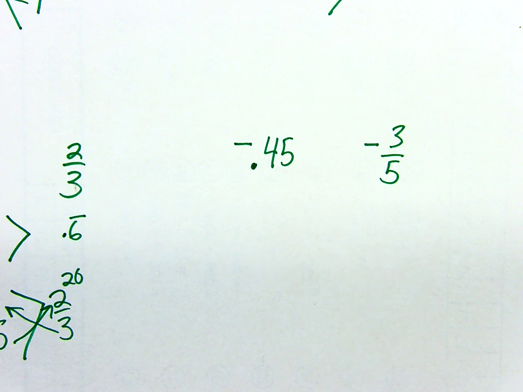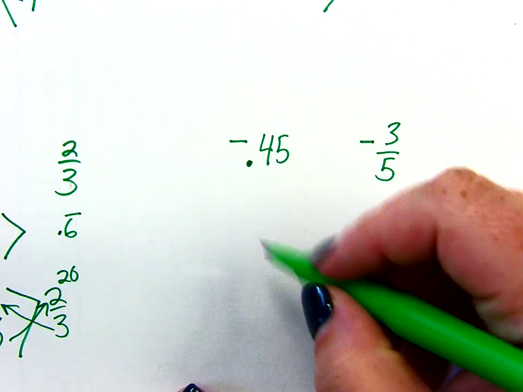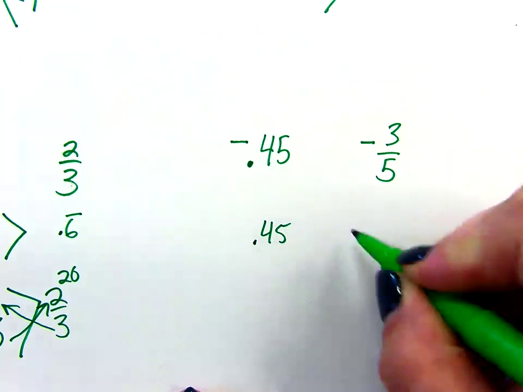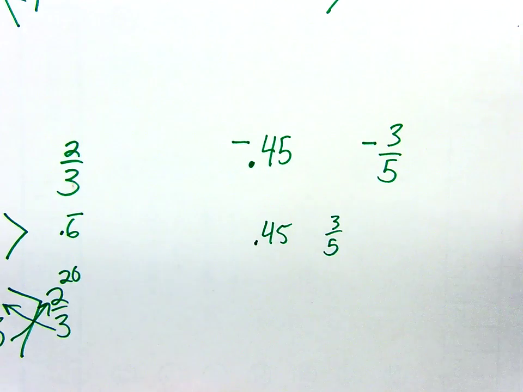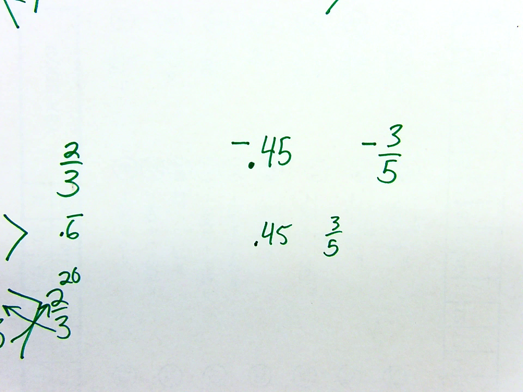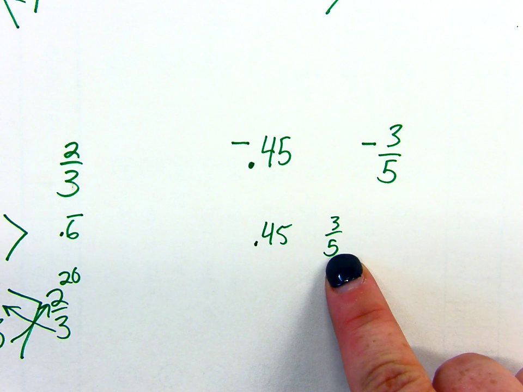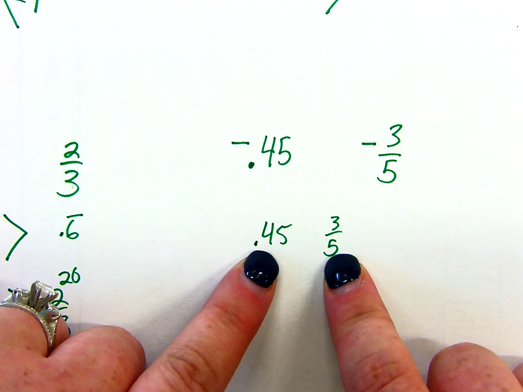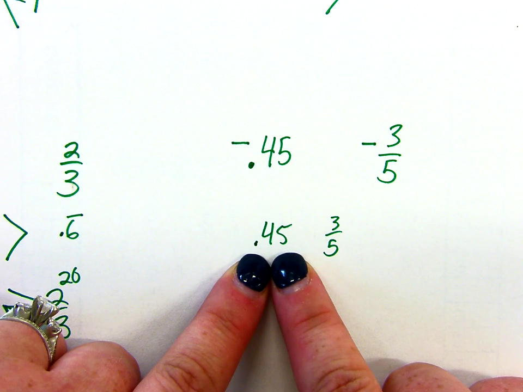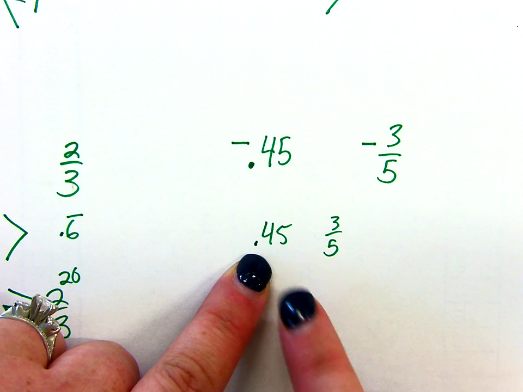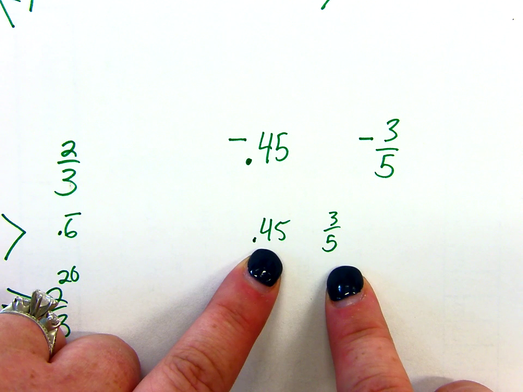Okay, so let's try this. Pretend that they're both positive for a minute. 0.45 and 3/5. Who's bigger? Yes, 3/5. How do you know? Because it'll be 300 and not 225. It's 60. Okay, right. So you turn that into 45 over 100? Yes, you definitely can. So you can turn that into a fraction. 0.45 properly says 45 hundredths, so it's 45 over 100.